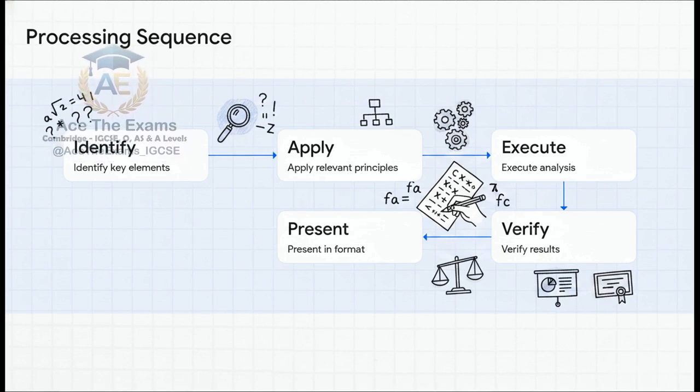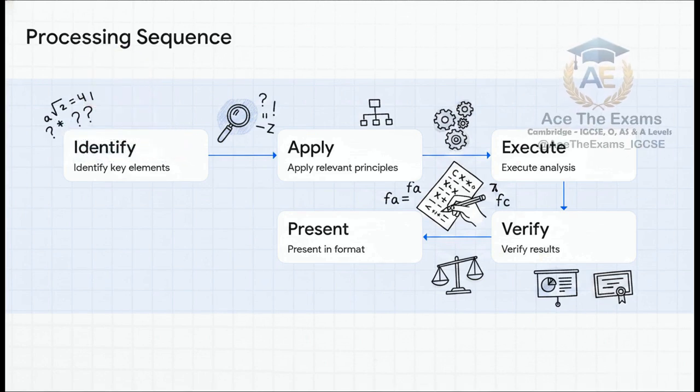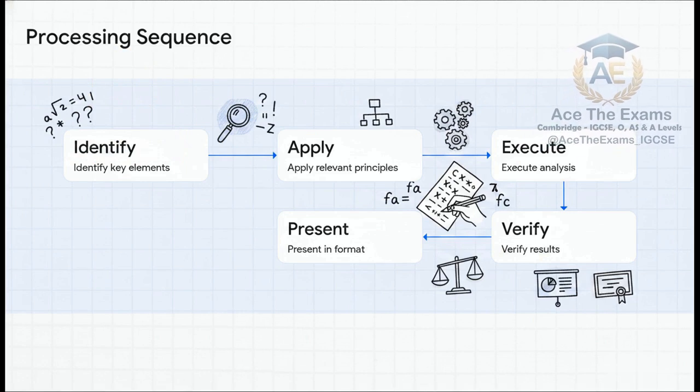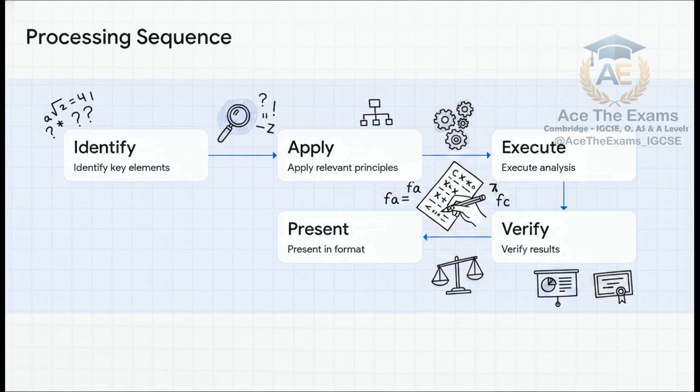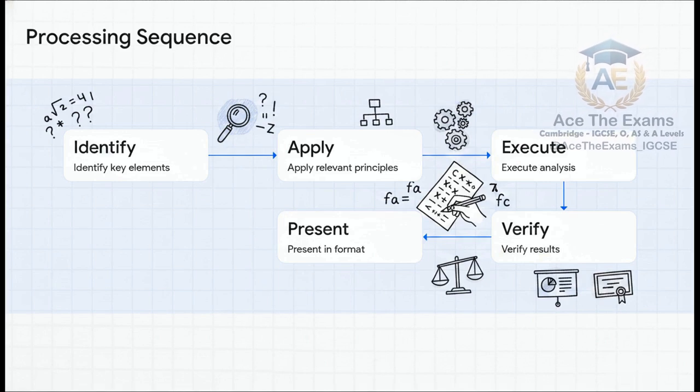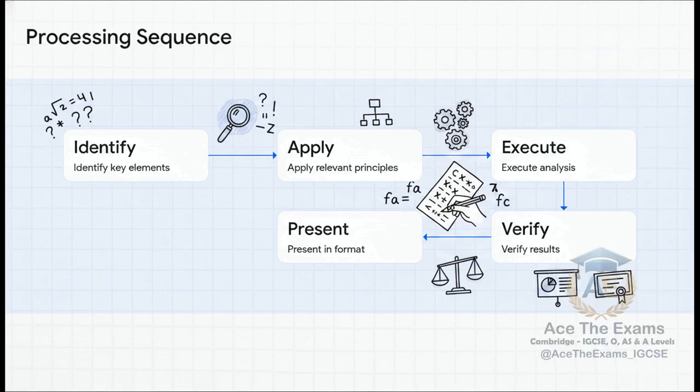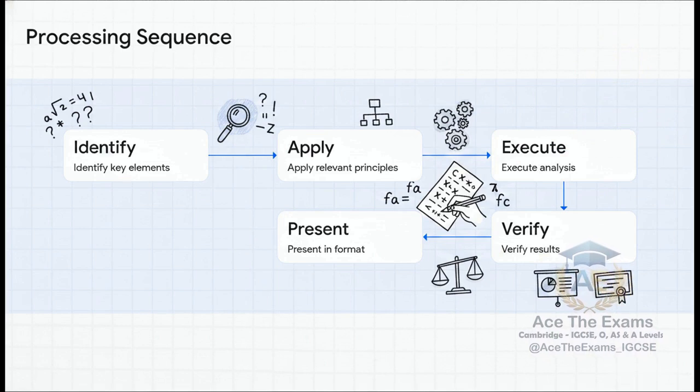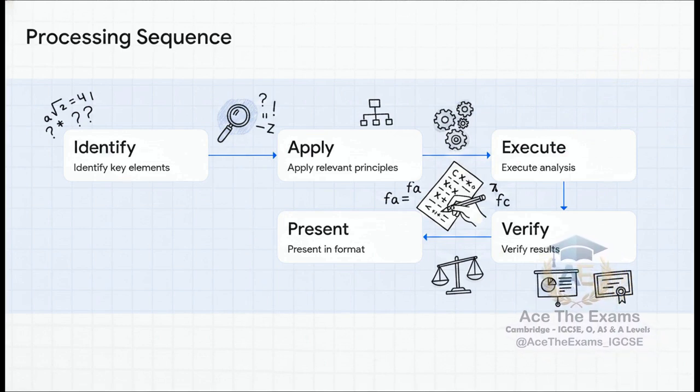Step 1, identify key elements. You have to extract the specific constraints. Step 2, apply relevant principles. Is order important here? No, it's a selection, so it's combinations, not permutations. Step 3, execute analysis with clear working. Step 4, verify results. Step 5, present an appropriate format.